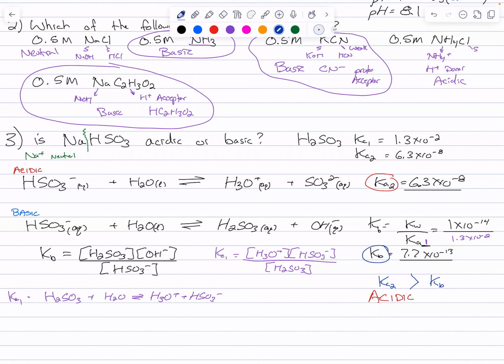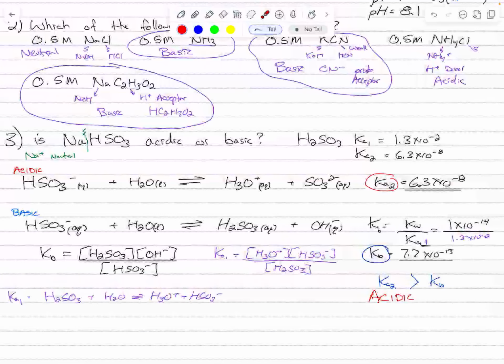All right? So we look for whichever, right? The bigger K means the reaction goes further to completion. So since Kb is significantly smaller, right? It's negative 13 and negative 8. So if you think about that, Ka2 is 5 orders of magnitude larger. That's a huge difference.